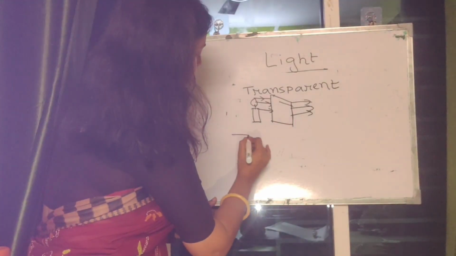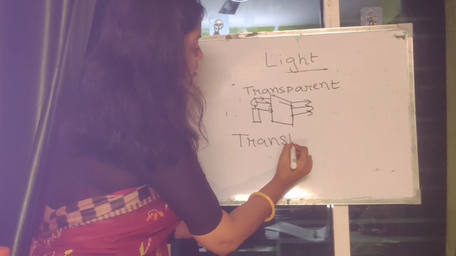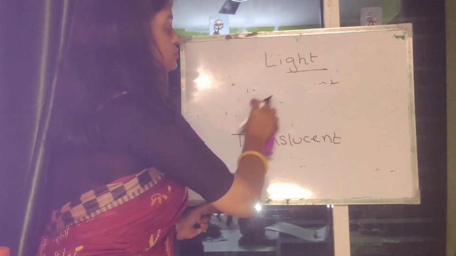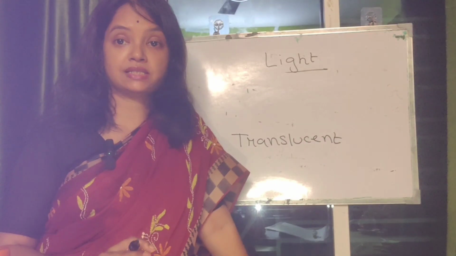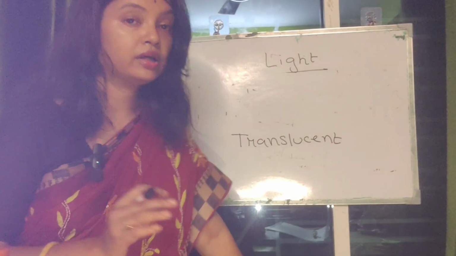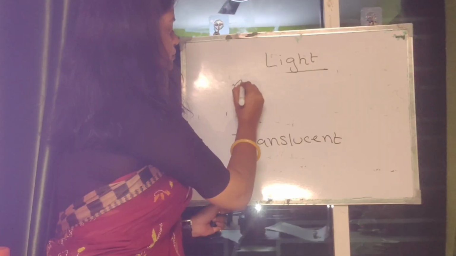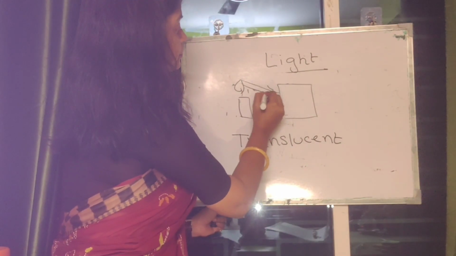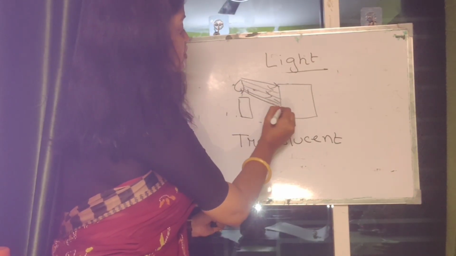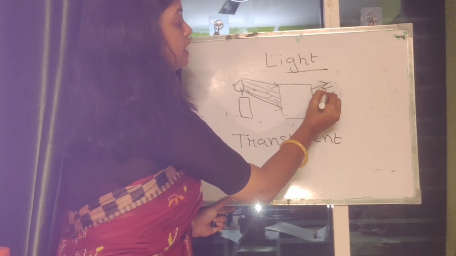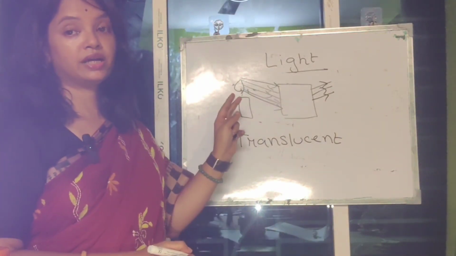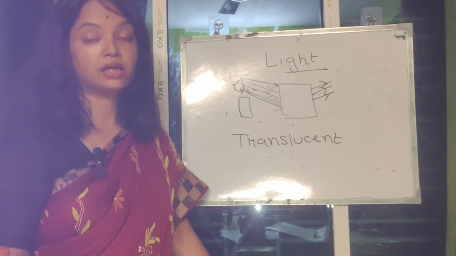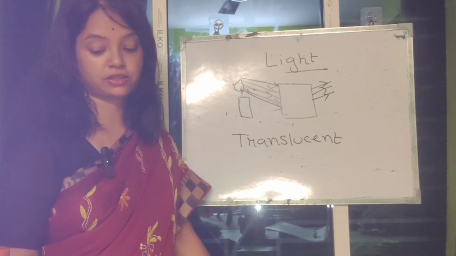Now second is the translucent object. A translucent object allows the light rays to pass partially through them. Suppose here is the light source and here is the translucent object. It can pass only partially. That means not all the light rays are being passed through it. It can send a fraction of the light rays through it. That is a translucent object. And the third one is the opaque object.